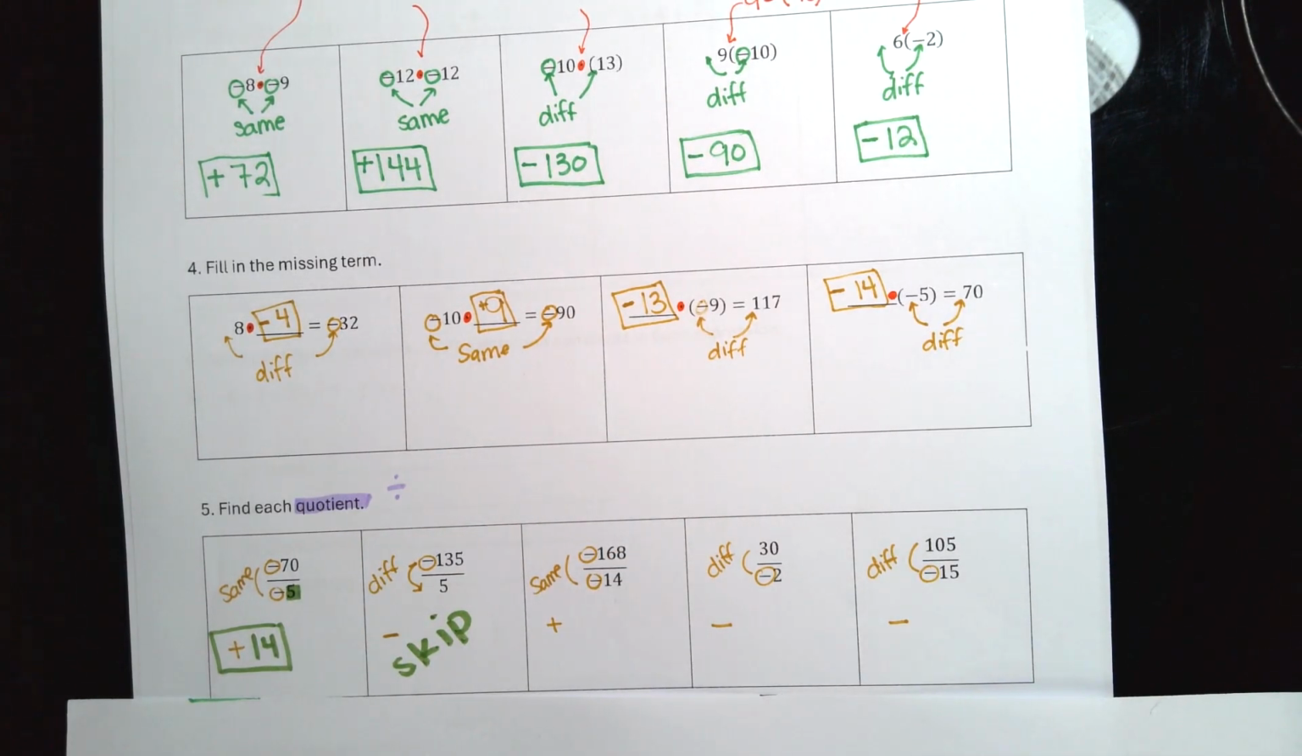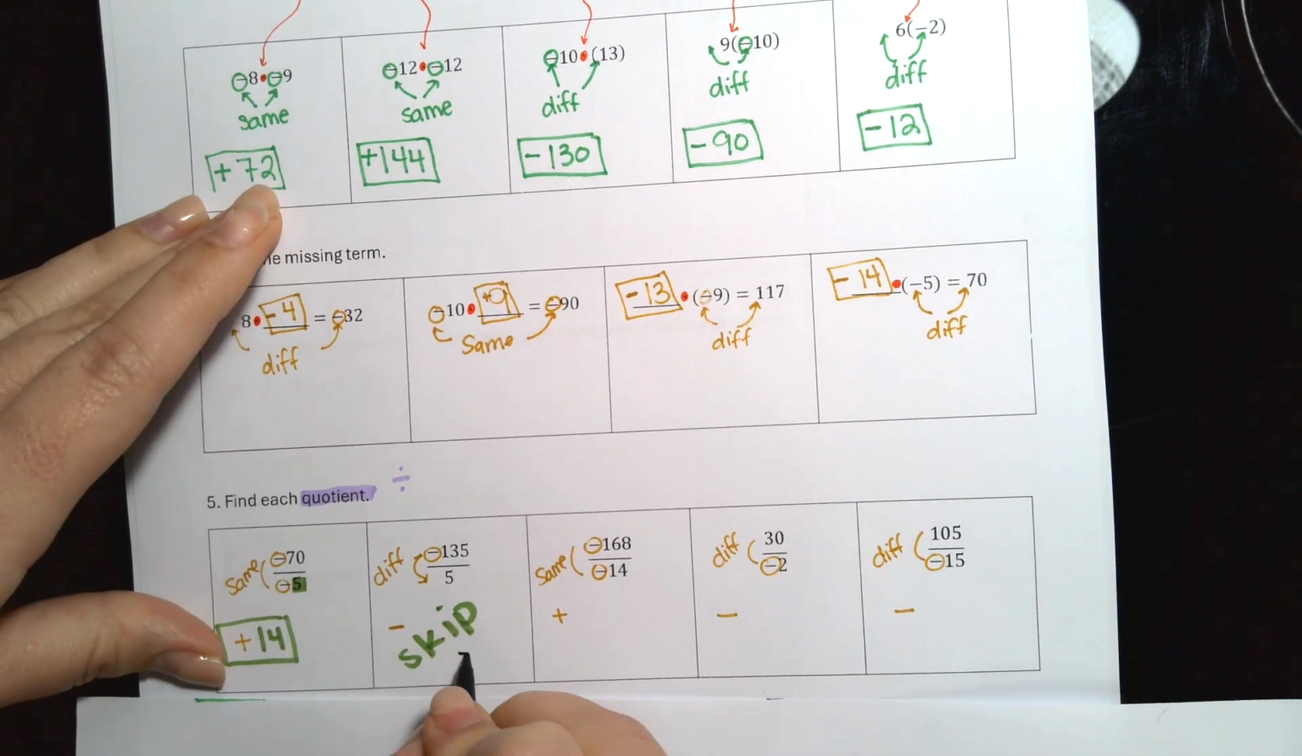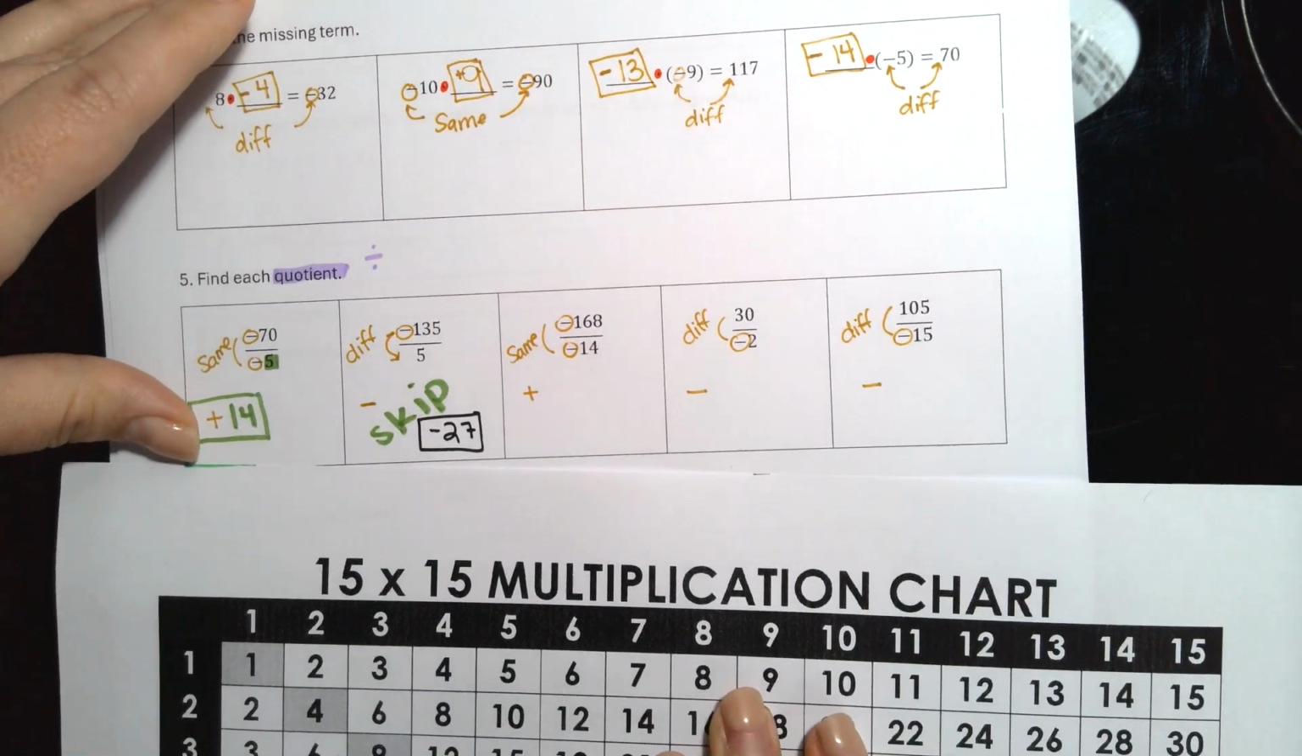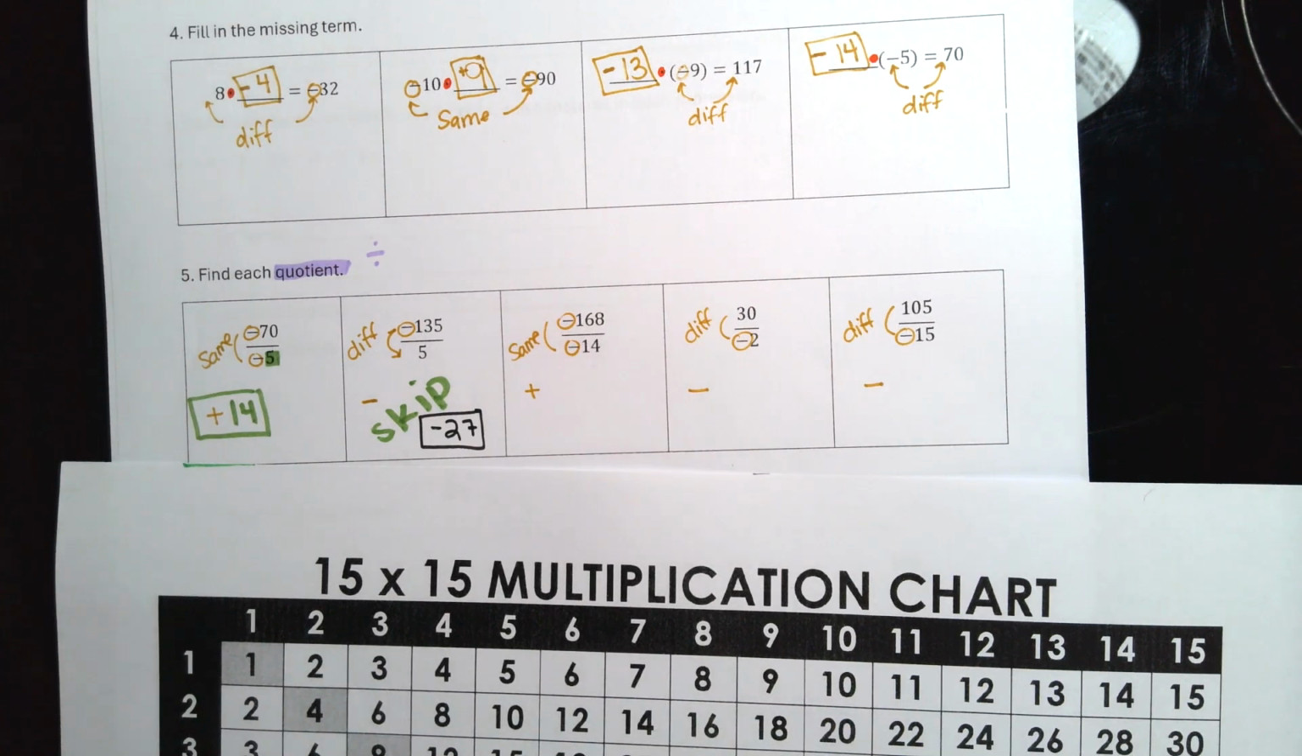The answer is -27, but again, 27 is not on your multiplication table, so I'm going to ask you to skip it. All right, let's try again.